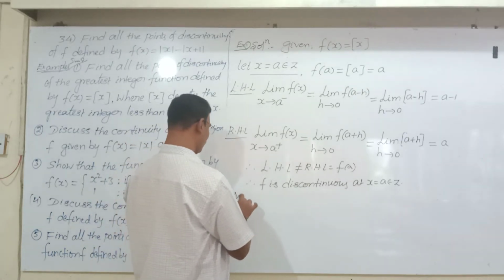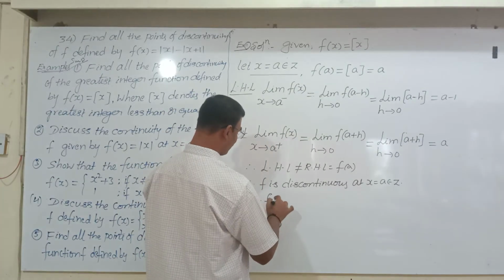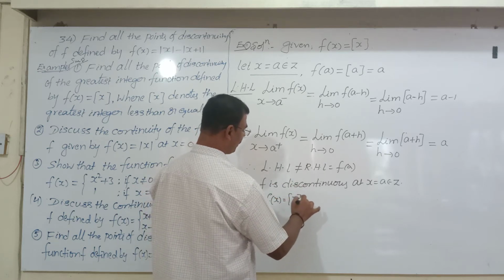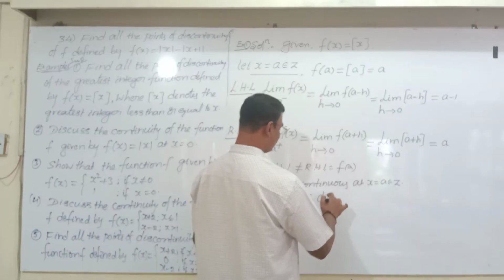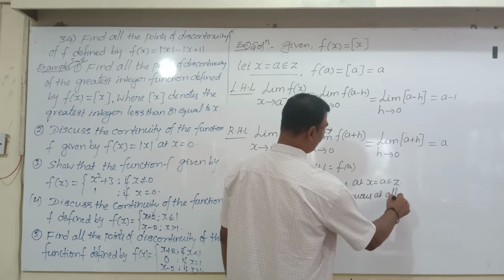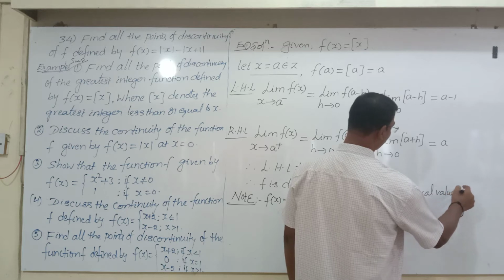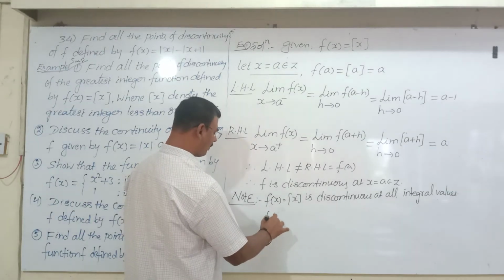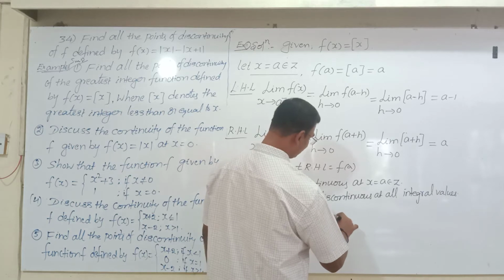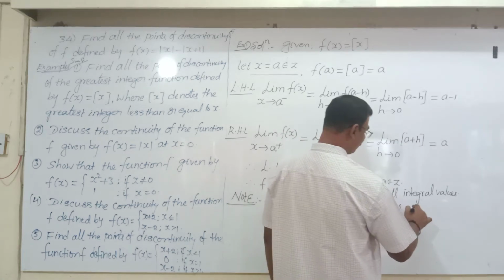So let us simply take a note. This note is very important. This is our remark. So f of x equal to greatest integer of x is discontinuous at all integral values. Next one, f of x equal to greatest integer of x is continuous at all non-integral values.